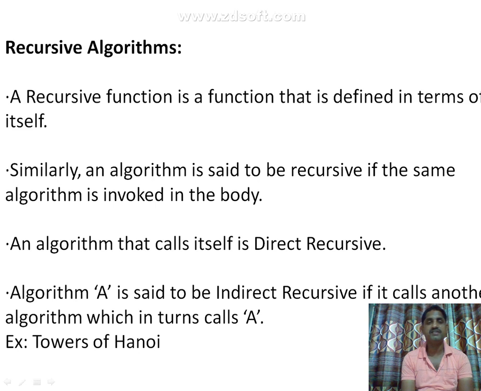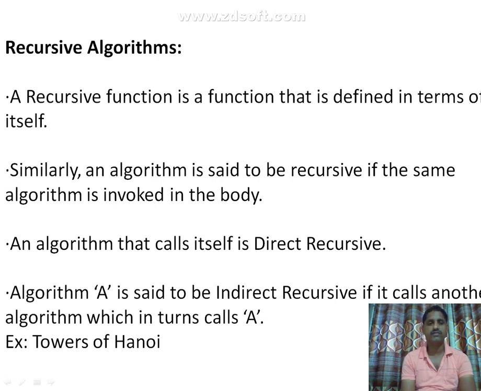Similarly, an algorithm is said to be recursive if the same algorithm is invoked in the body. So an algorithm that calls itself is directly recursive. An algorithm A is said to be indirect recursive if it calls another algorithm which in turn calls A. For example, we go for the towers of Hanoi. So what is meant by recursive? Recursive is a function that calls itself.